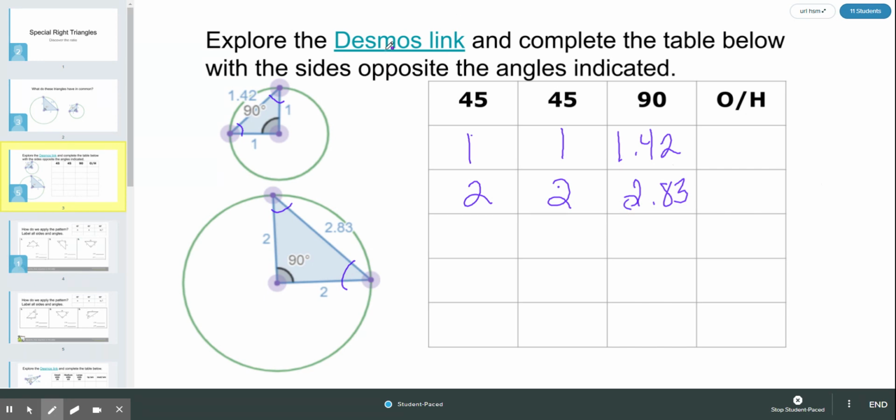So what I want you to do is go to this link, play with the little app, make the circle bigger and smaller so you get some different numbers. And I want you to come back with different numbers, but you have to make sure that this is 90 degrees right here. Okay? So I'm going to stop sharing. You're going to get 3 different sets of numbers and then come back. And they can be whole numbers, they can be not whole numbers, it doesn't matter to me.